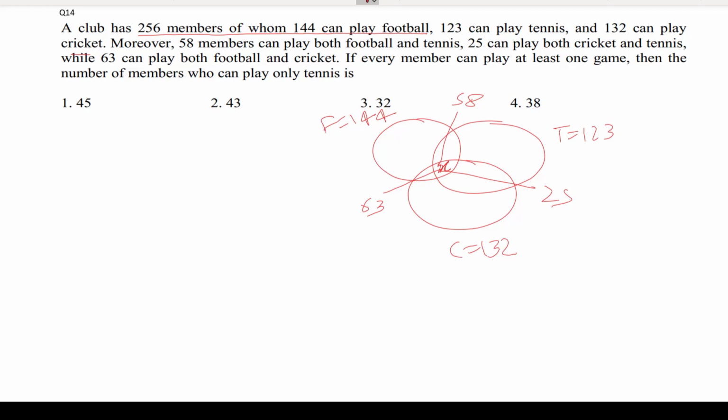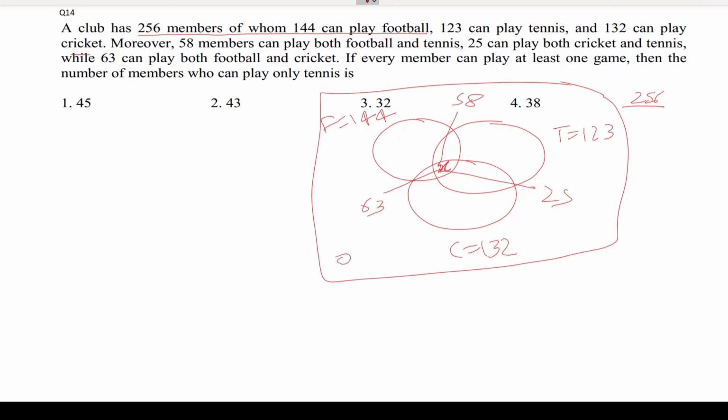Now we can find the value of x using the set theory formula. Total members are 256, and outside this there is 0. So we can find this: 256 equals 144 plus 123 plus 132 minus 58 minus 25 minus 63 plus x.